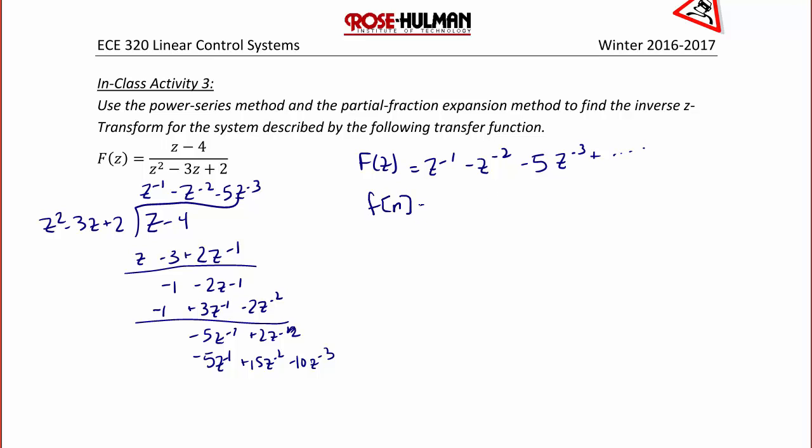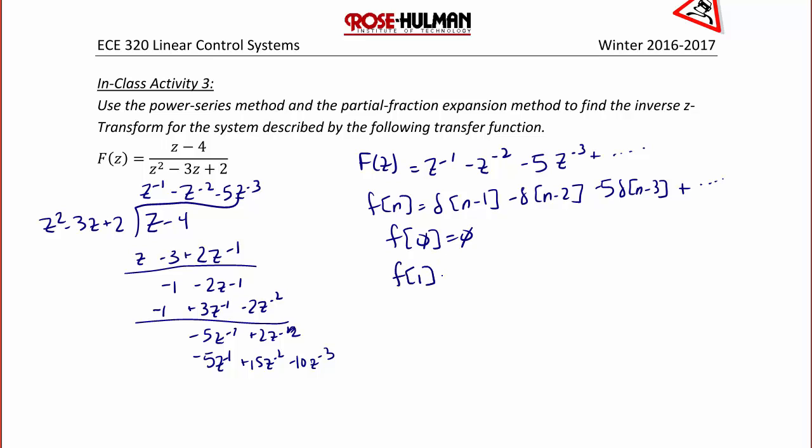F of N is equal to delta of N minus 1 minus delta of N minus 2 minus 5 delta of N minus 3 plus dot dot dot. So f of 0 is equal to 0. F of 1 is equal to 1. F of 2 is equal to negative 1. And f of 3 is equal to negative 5.